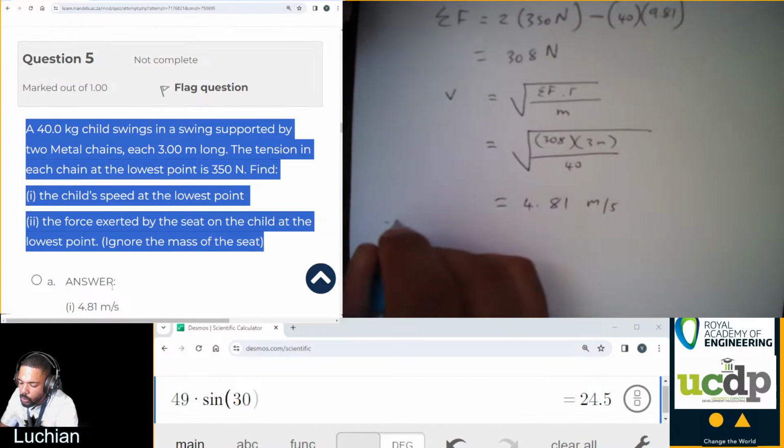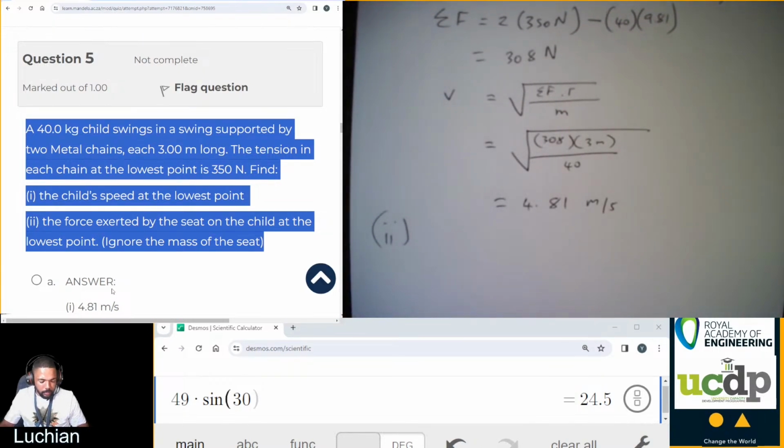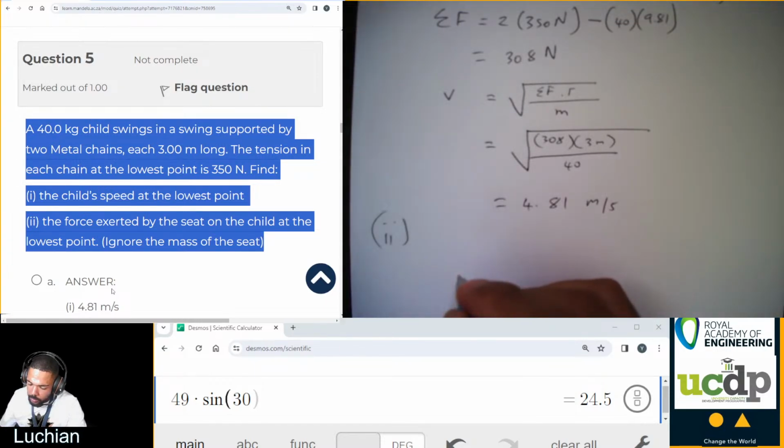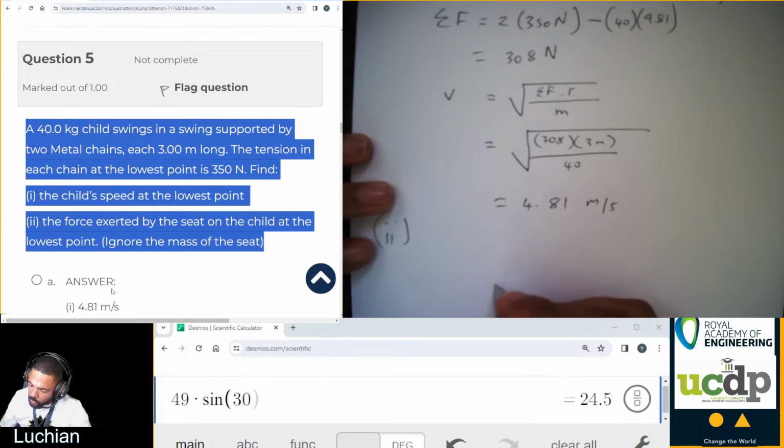Now, question number 2. They're saying find the force exerted by the seat on the child at the lowest point. Okay, so the seat on the child at the lowest point. So this is the seat. Let's say that's the seat.